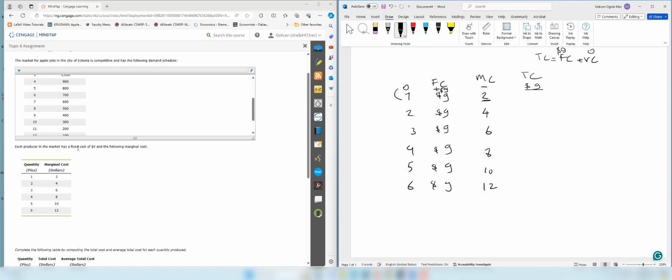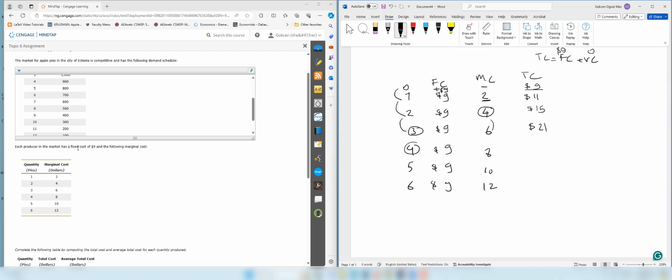Marginal cost tells us that if I produce one additional unit here, I need to spend an additional $2. So I have $9 initial cost plus $2, I have $11 of cost producing the first unit. If I produce the second unit, I have to spend an additional $4. So 11 plus 4, $15 is the total cost. And I produce the third unit. Additionally, I need to spend $6. So that is going to be 15 plus 6, which is going to be 21 here.